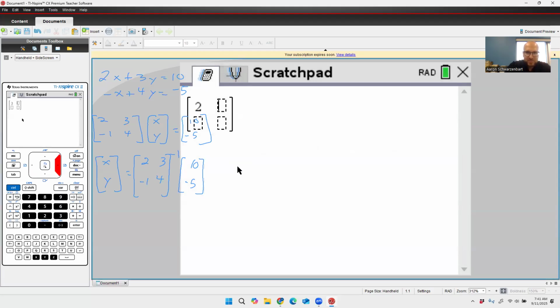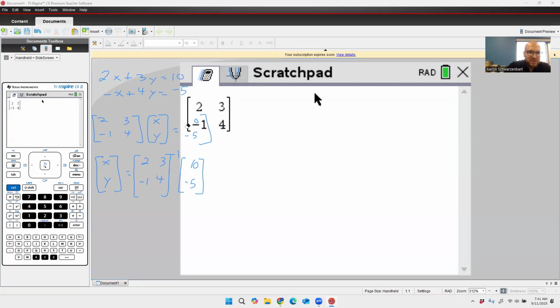2, 3, negative 1, 4. Let me erase a little bit, make this a little easier to see. So now I just do the inverse. Oops, I need to get out of the matrix before I do the inverse. I just do the power of negative 1, and that will do the inverse.